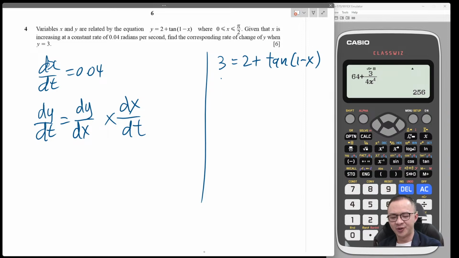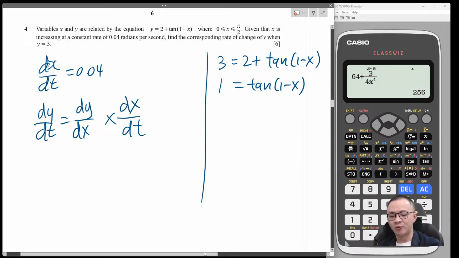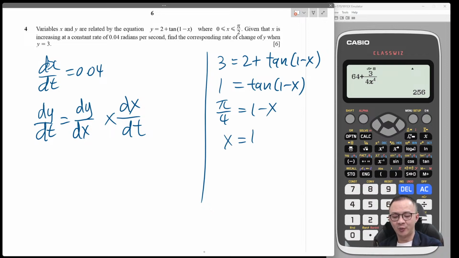So I will solve this one. 1 equals tangent of (1 minus x). Tangent 1 is 45 degrees, right? Pi over 4 is 1 minus x. So x is basically 1 minus pi over 4. So this is the angle, and this is the x value I need to substitute into my dy/dx.